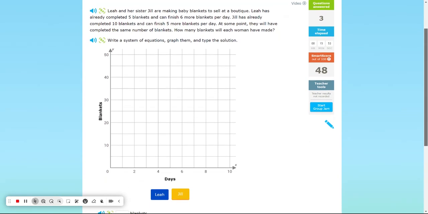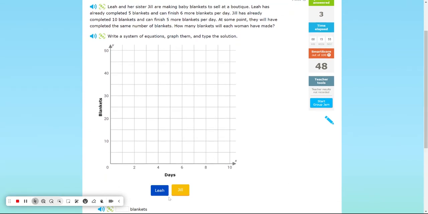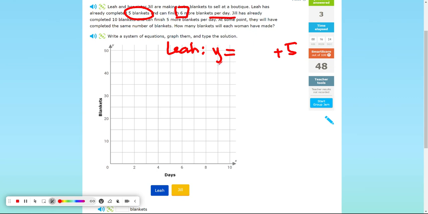The next problem over here. Okay, so let's write down over here Leah. Okay, so let's start with Leah. Y equals. Leah already completed 5 blankets. So number 5 is a constant number, should be in the back, and she can finish six blankets per day.